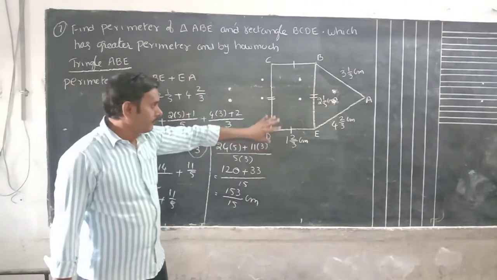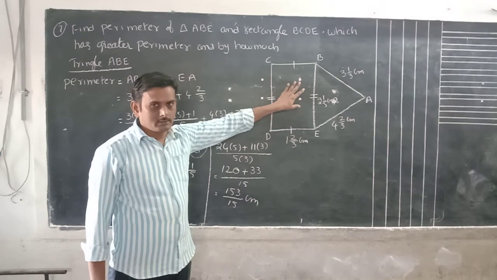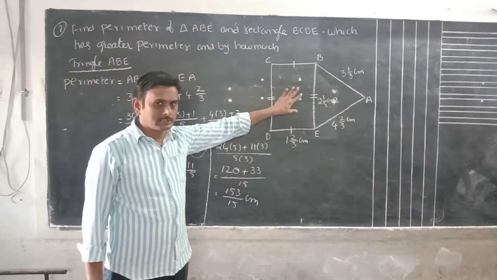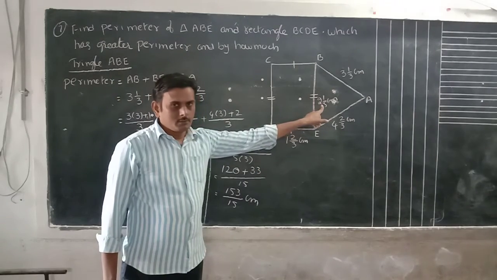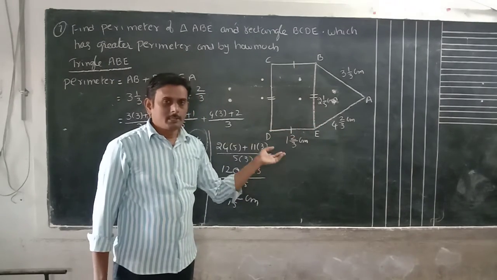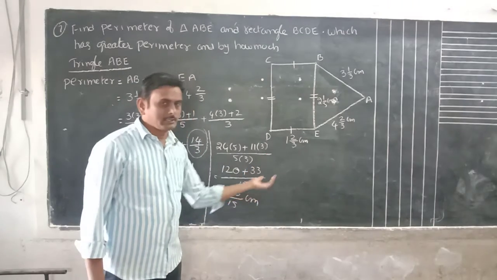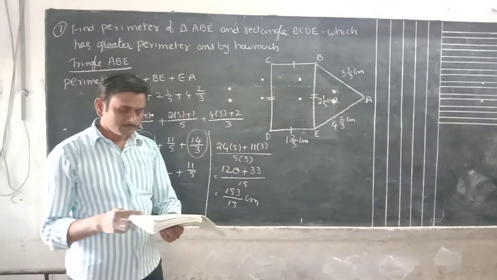Now similarly, we can calculate the perimeter of rectangle. Try this one. Later I will discuss. Okay, length is 1 2 by 3 and breadth is 2 1 by 5. By using this we have to calculate perimeter of rectangle. Compare the results. We will get the answer.